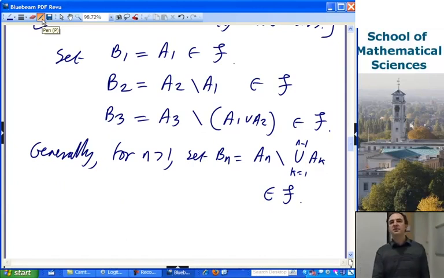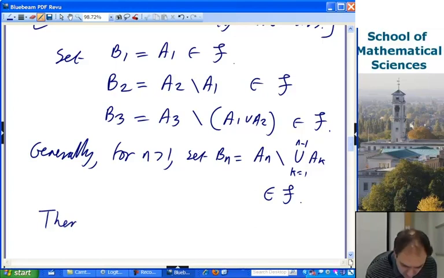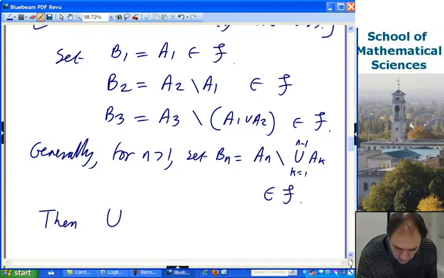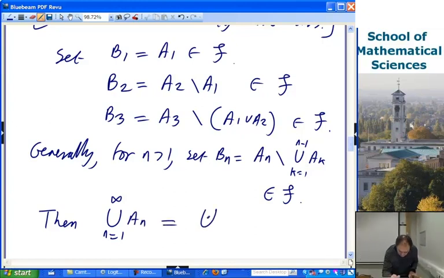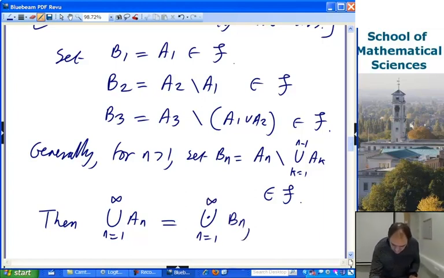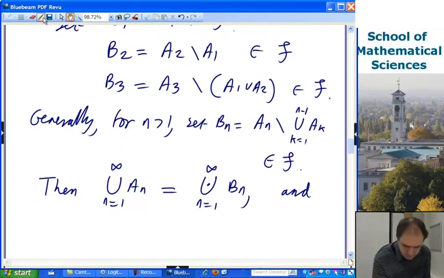Then here are some nice things to pick up. In fact, you get that the union from n equals 1 to infinity of An is actually equal to the disjoint union from n equals 1 to infinity of Bn. And Bn is a subset of An.